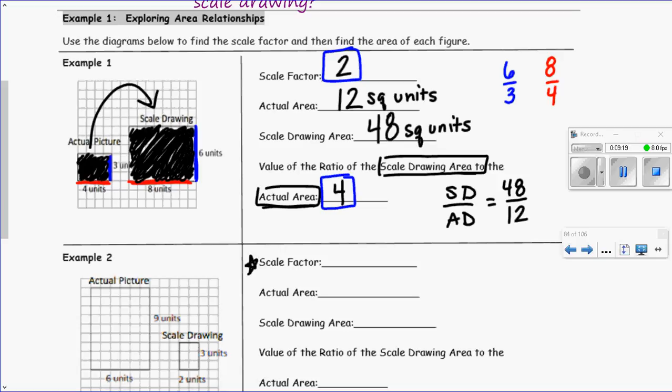Okay, go ahead and do example 2, the ones that I put stars by. Go ahead and figure out the scale factor and figure out the 2 areas. Pause it and go for it. Ready, set, go.